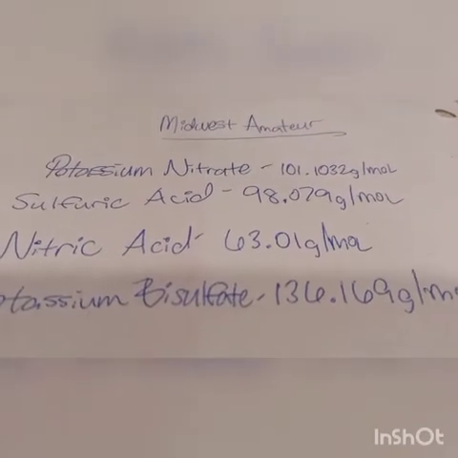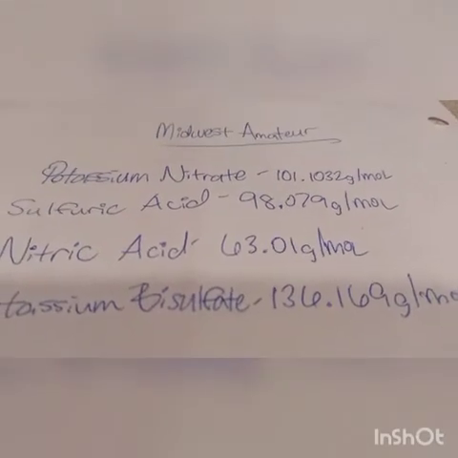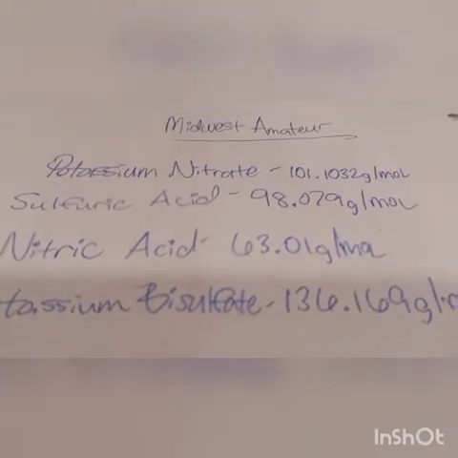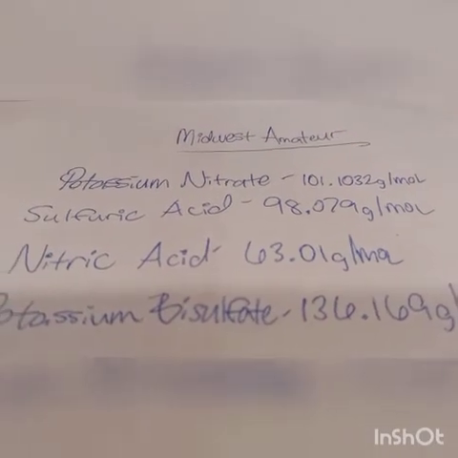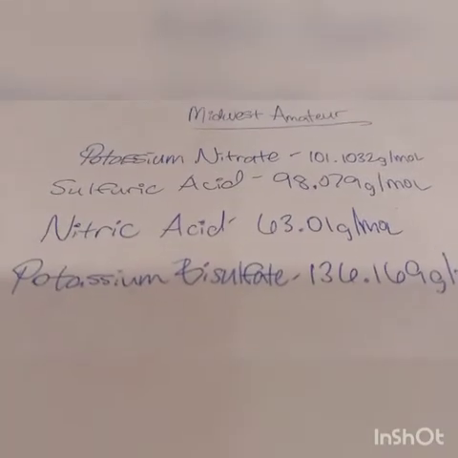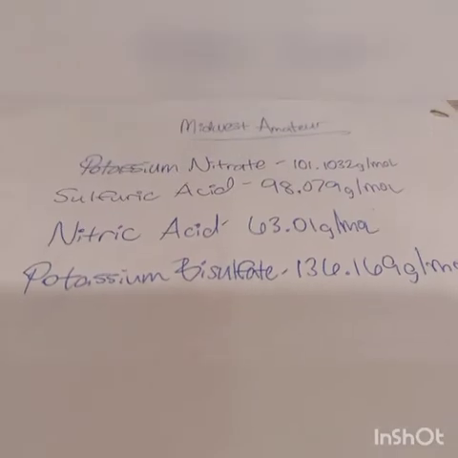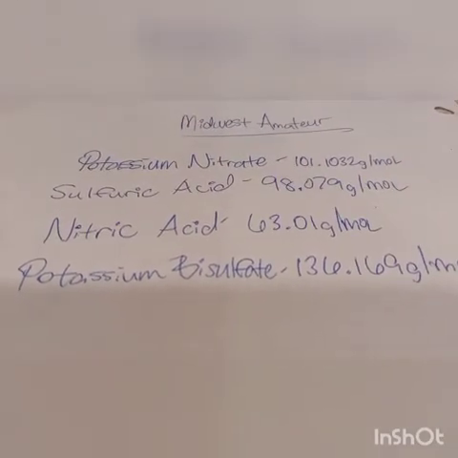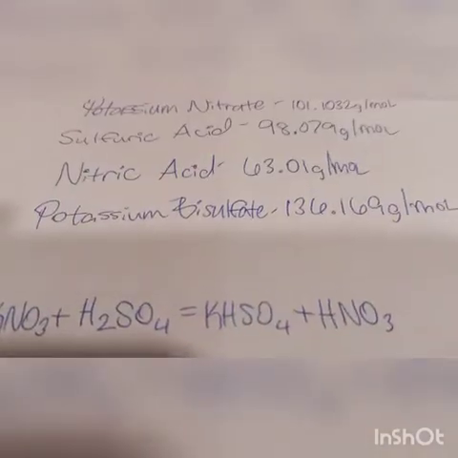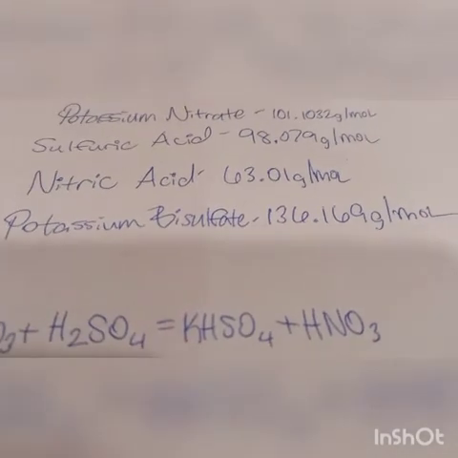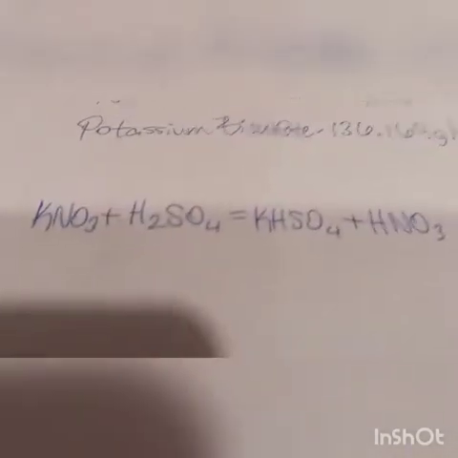Sulfuric acid, we had 1 molar, 98.079. So with this, you need to weigh your sulfuric acid in a beaker on your scale, something along that line. This produces nitric acid, 63.01 grams, or 1 mole of nitric acid. Potassium bisulfate is the byproduct. It's 136.169 grams per mole. Down here we got the balanced equation for everybody.